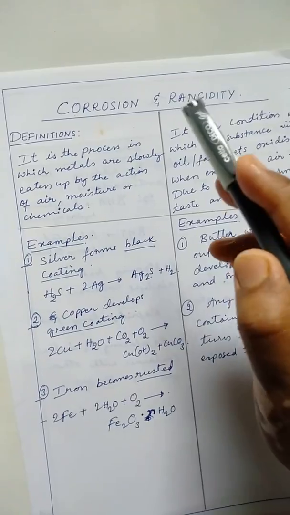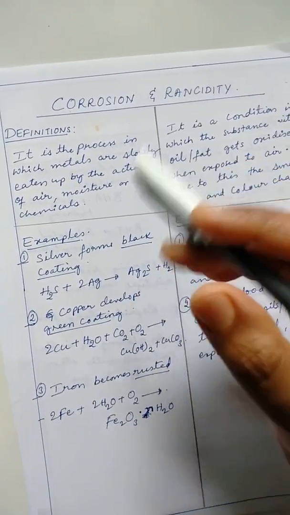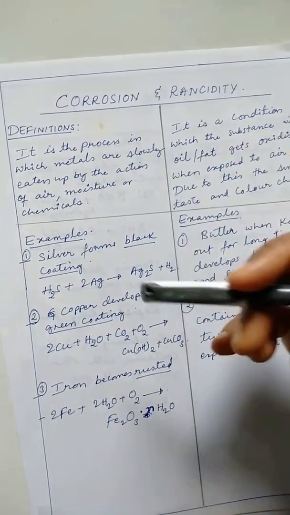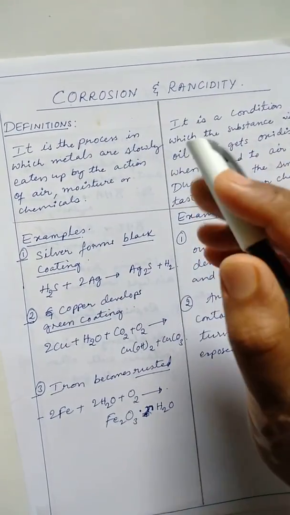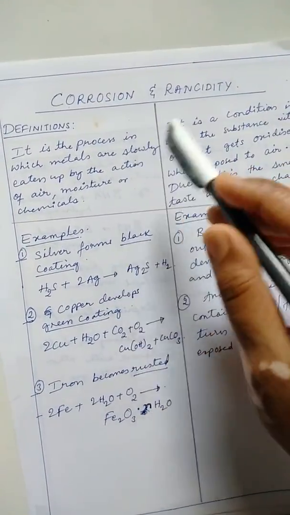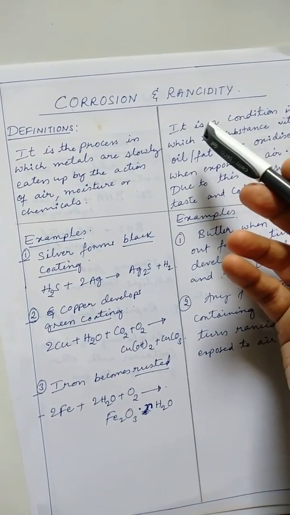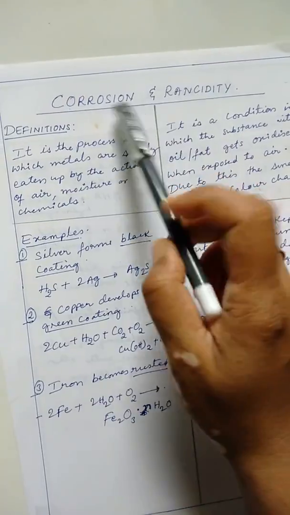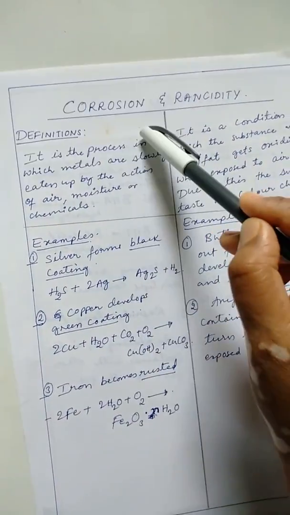You might have observed that silver objects turn blackish when exposed to air for a long time. Also, have you observed a green colored coating on copper vessels or statues? Iron gets rusted, and it's all because of corrosion.